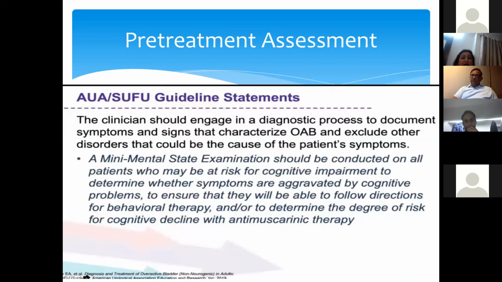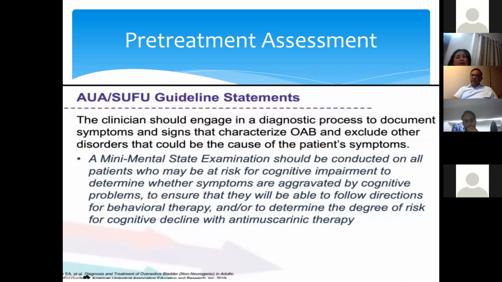So what is the guideline to begin formulating a management plan for OAB? The AUA and SUFU guidelines both state, and it's mandatory, that the clinician should engage in a diagnostic process to document symptoms and signs that characterize OAB and exclude other disorders.